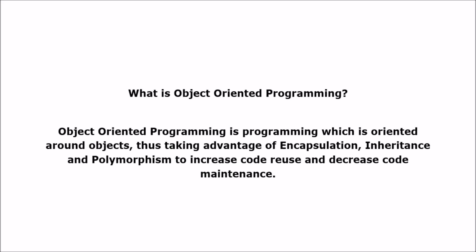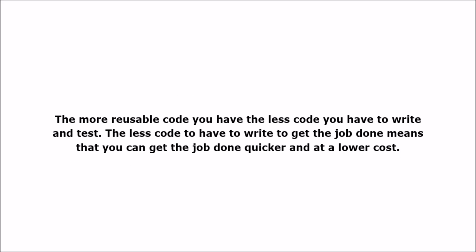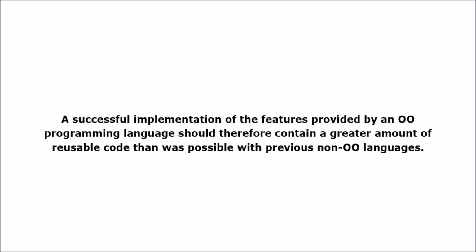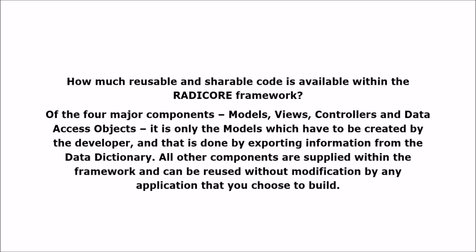Object-oriented programming is programming which is oriented around objects, thus taking advantage of encapsulation, inheritance, and polymorphism to increase code reuse and decrease code maintenance. The more reusable code you have, the less code you have to write and test. The less code you have to write to get the job done means that you can get the job done quicker and at a lower cost. A successful implementation of the features provided by an OO programming language should therefore contain a greater amount of reusable code than was possible with previous non-OO languages.